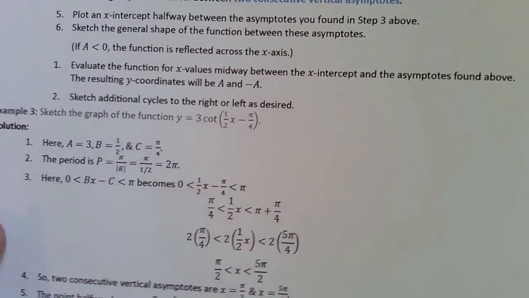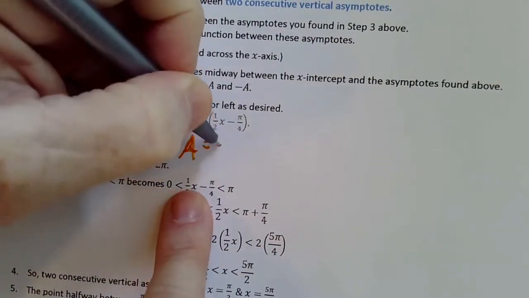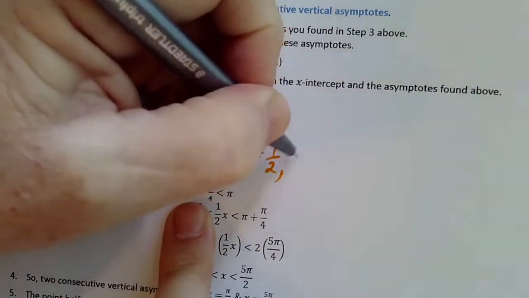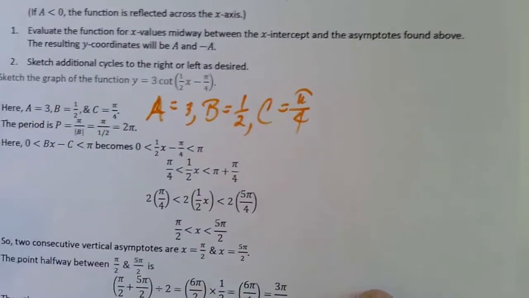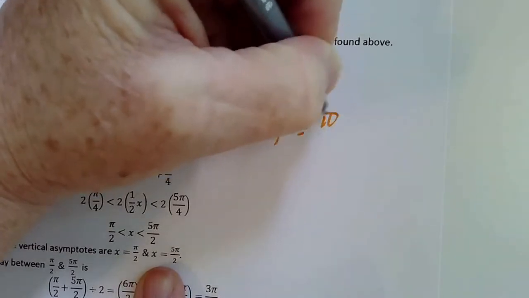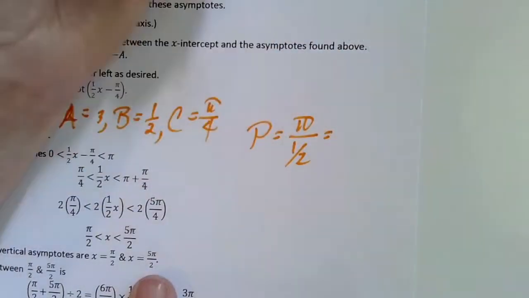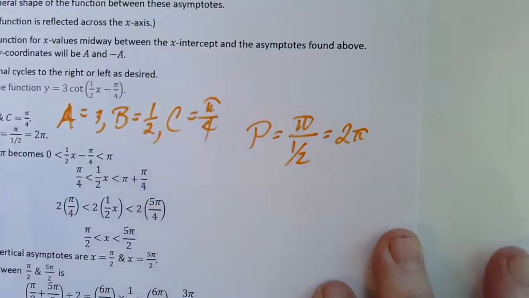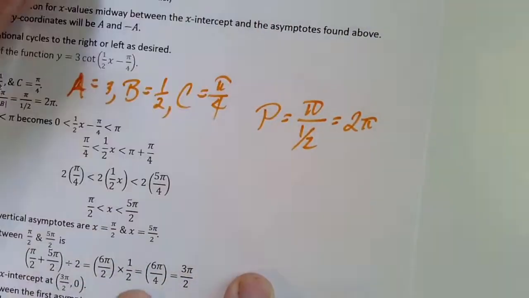Let's do that here. So we've got a equals 3, b equals 1/2, and c equals pi over 4. That means that the period is pi divided by 1/2. Well, dividing by 1/2 is the same as multiplying by 2, so this is just 2 pi. So the period is 2 pi, and we're going to solve the inequality.